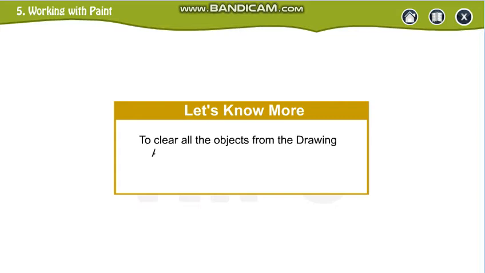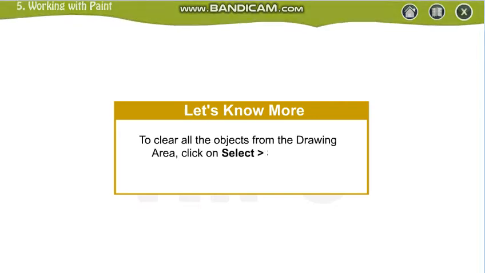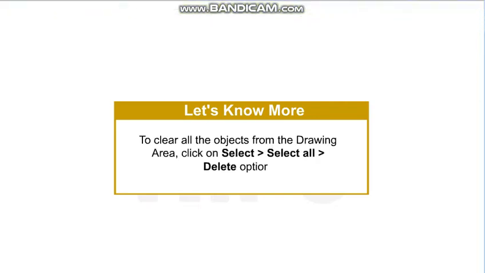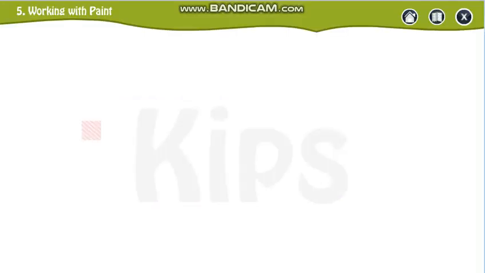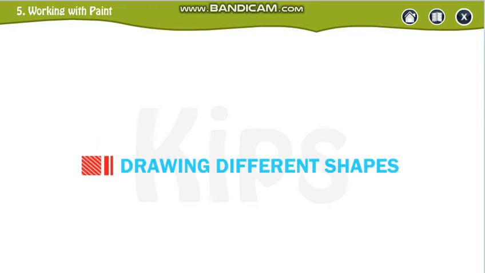To clear all the objects from the drawing area, click on select, then select all, then the delete option. Now where is this delete option? You can press the delete key from the keyboard also.